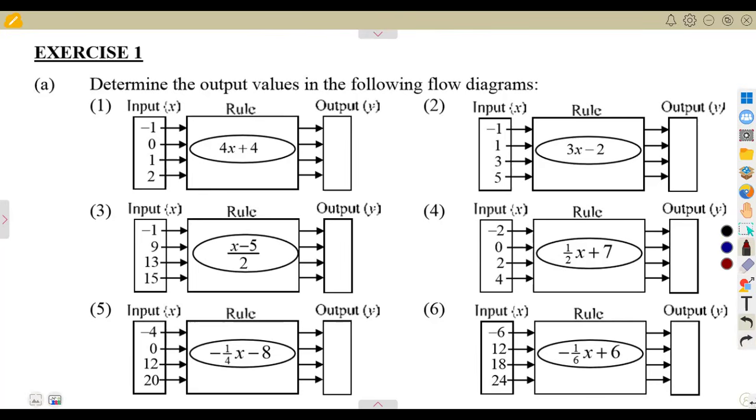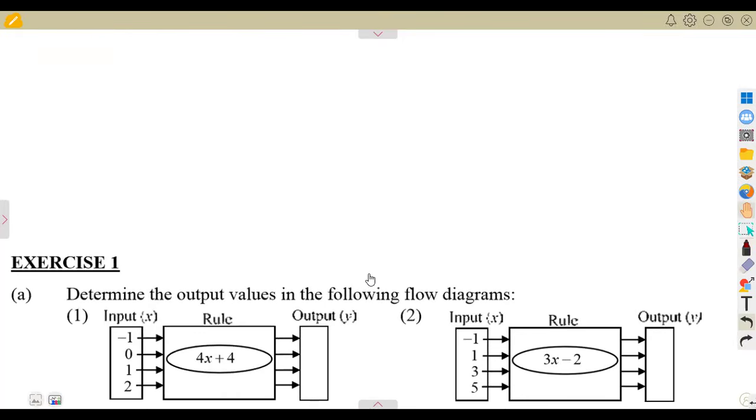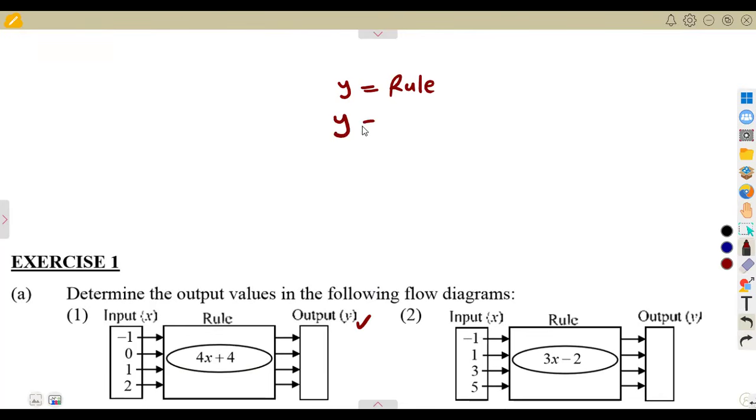On number one, we are given our input values and we need the output values and also the rule. The output, Y, is equal to the rule that we are given, which is 4x plus 4. All right, we're answering question number one. So if Y is equal to 4x plus 4, which is the rule, it means we can determine any corresponding value of Y from these X values that we are given.